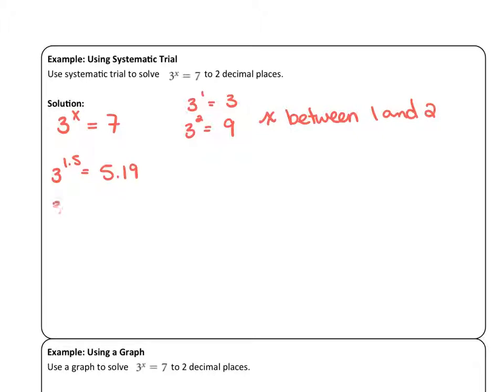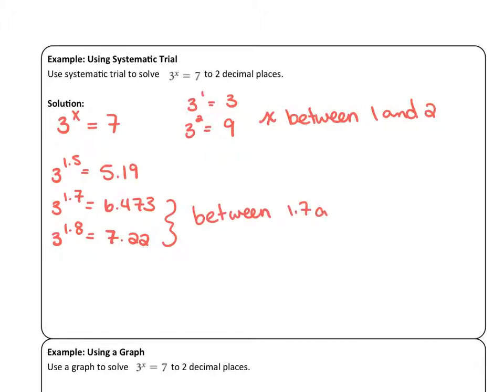So then I usually get a little bit closer. Let's try 1.7. In this case, I get 6.473. So I'm getting closer, but I'm not close enough. So I'll go one more, 1.8, and this one gives me 7.22, which means I'm over. So now I know it's between 1.7 and 1.8, and we can get even closer.